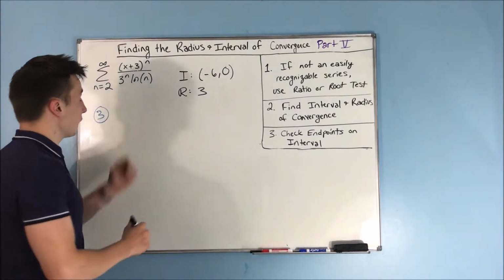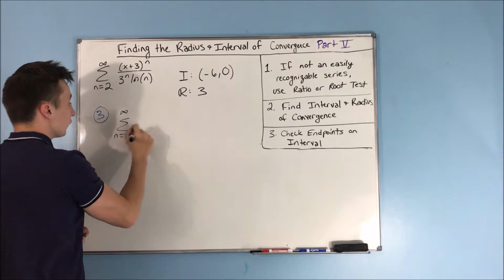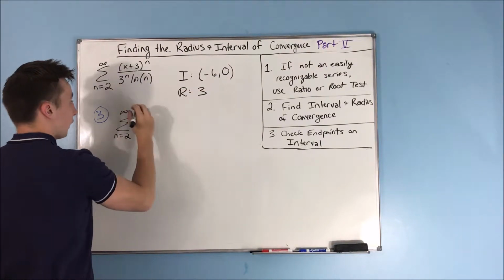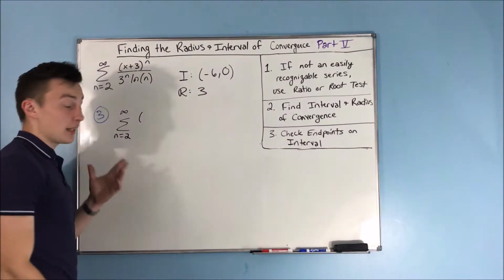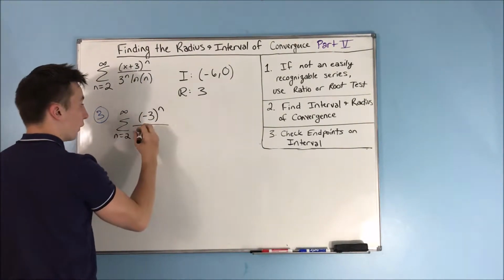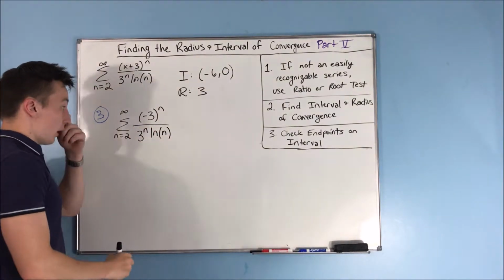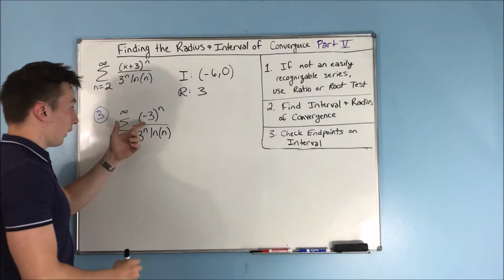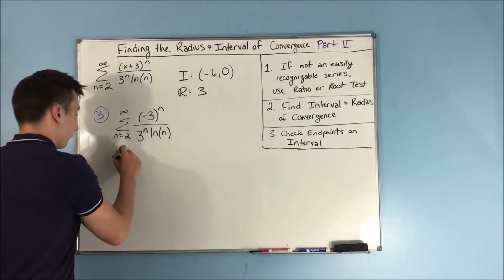So the first endpoint that we're going to be checking here is -6. When we plug that in here, we get -6 plus 3, which is going to be -3. So we have -3 to the n over 3 to the n times natural log of n. Now we can break apart this -3 to the n to simplify it.